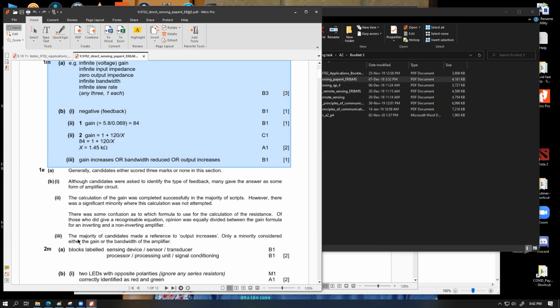The examiners' report says the majority of candidates made reference to output increases. Only a minority considered either the gain or the bandwidth of the amplifier. So this is basically not an error. They are just saying what kind of differences they saw. All three of them are equally correct answers, equally mark scoring. So that's that.